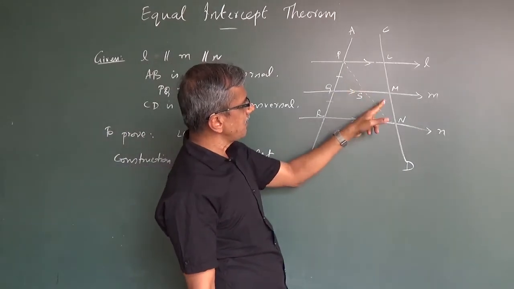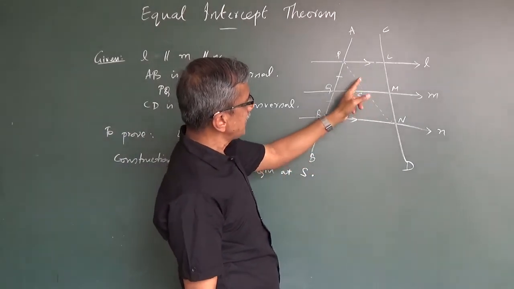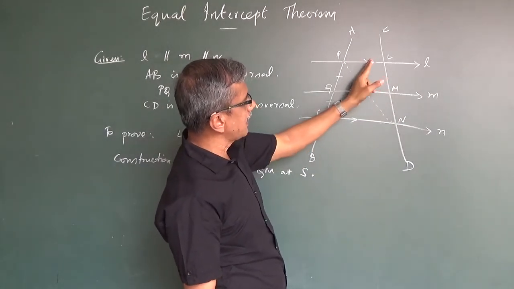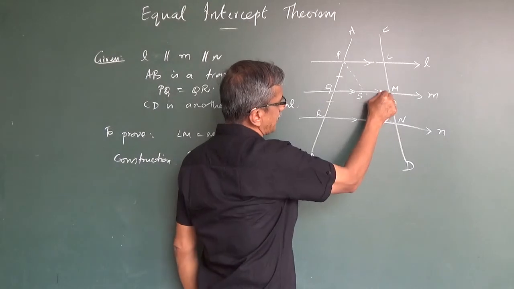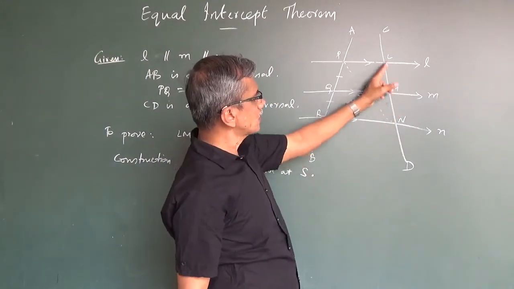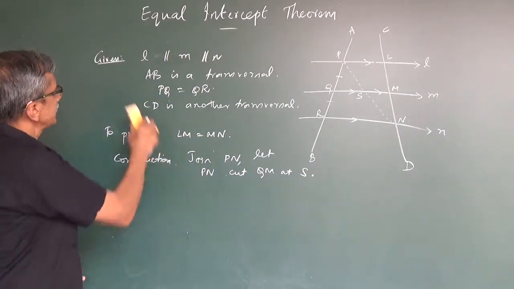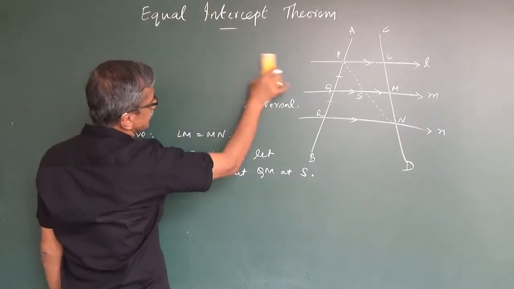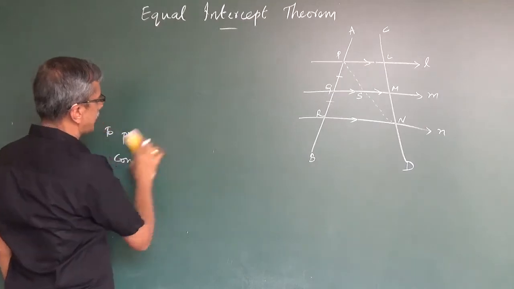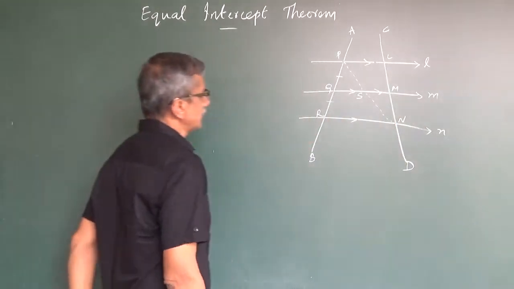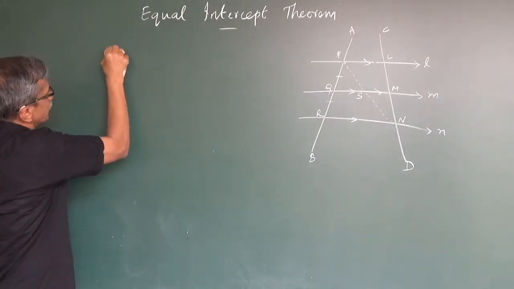Now again we will apply the converse of the midpoint theorem. In this triangle, S is the midpoint and this line is parallel to the base. That means M will also be the midpoint of this. Therefore, LM is equal to MN. Like that we will prove. That is, using the converse of the midpoint theorem twice. We will use it twice to prove this. So this is the proof of the theorem.